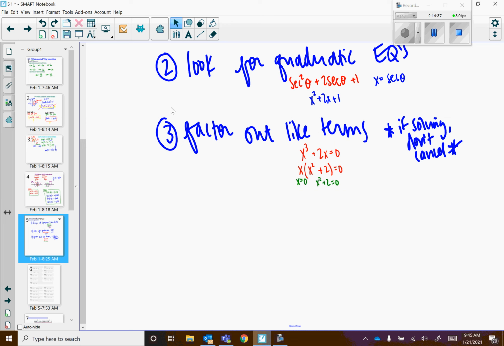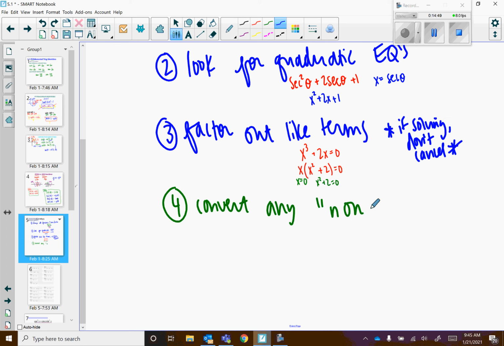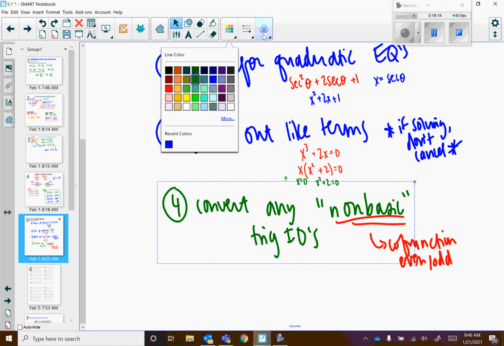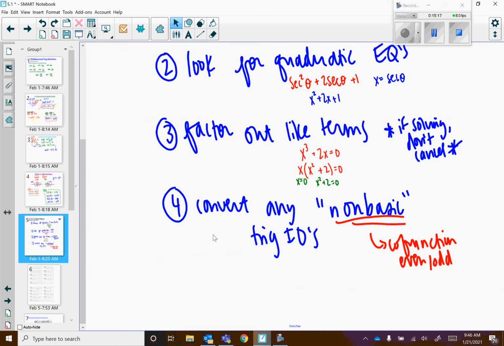And the last little hint I have is to convert any non-basic trig identities to something more basic. When I'm talking about non-basic, I'm talking about those co-function or even and odd identities. If you ever see something that starts as a co-function, or you see something with the even and odd feeling, I would just change that right away. And again, I will remind you what this means when we do some examples in class.